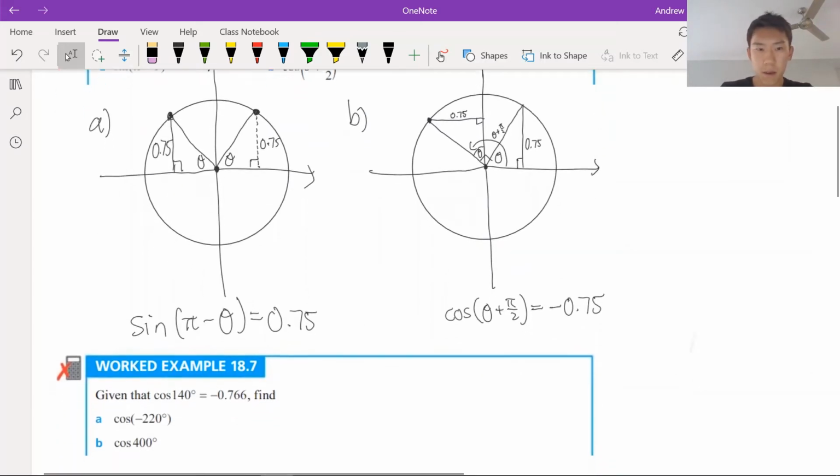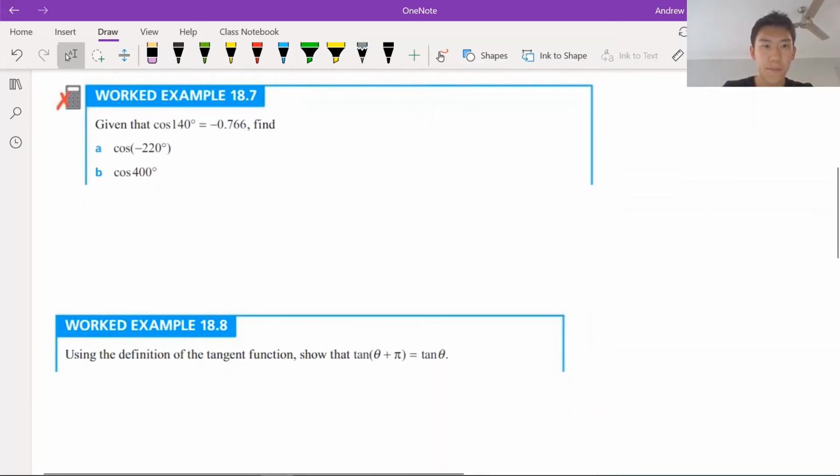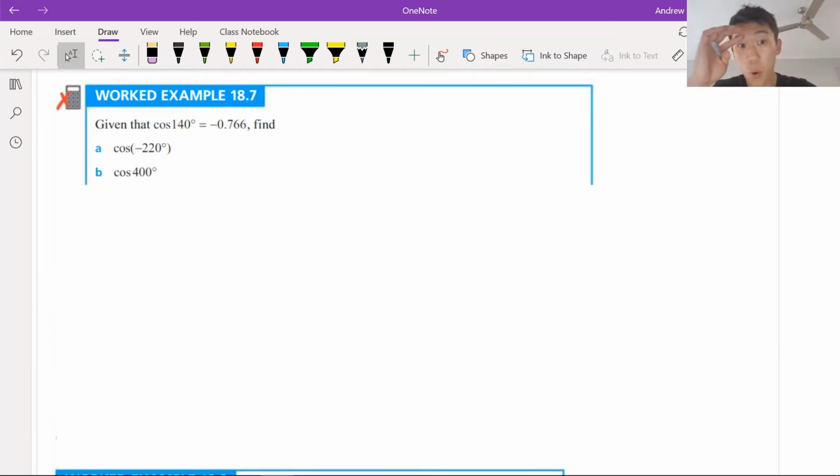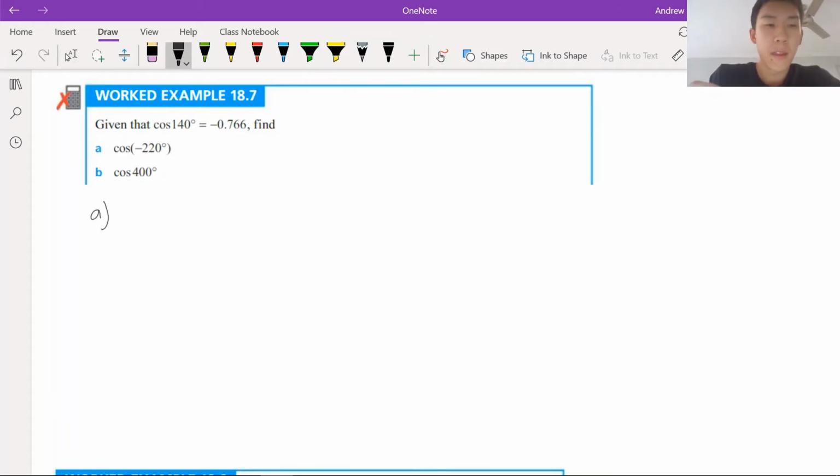Okay, let's move on. 18.7. Again, non-calc. Given that cos 140 equals negative 0.766, find cos negative 220.